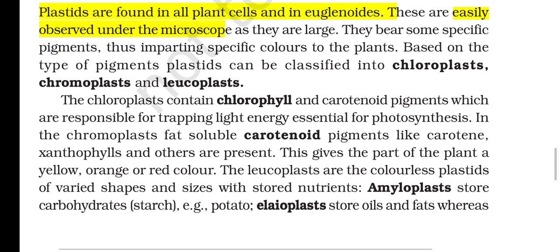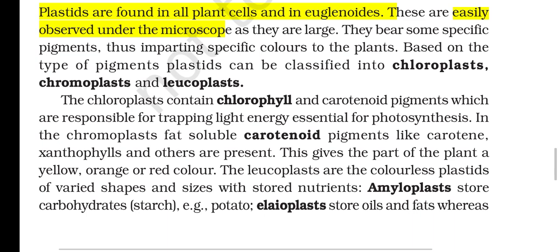The chloroplasts contain chlorophyll and carotenoid pigments which are responsible for trapping light energy essential for photosynthesis. In the chromoplast, fat-soluble carotenoid pigments like carotene, xanthophylls, and others are present. This gives the part of the plant a yellow, orange, or red color.